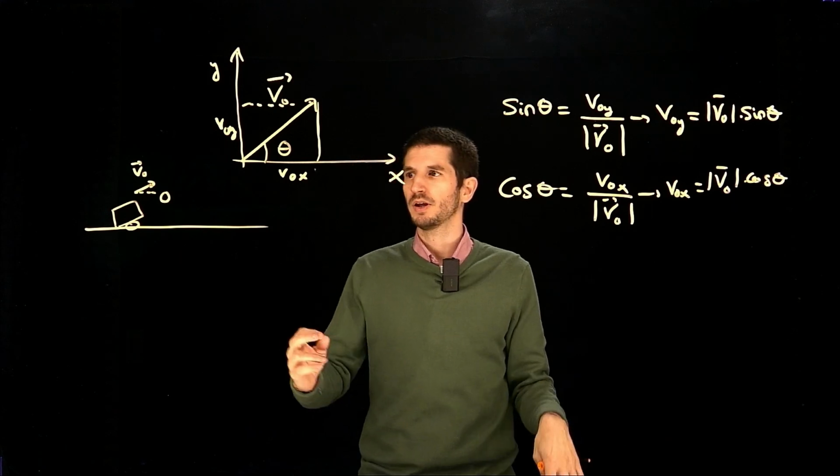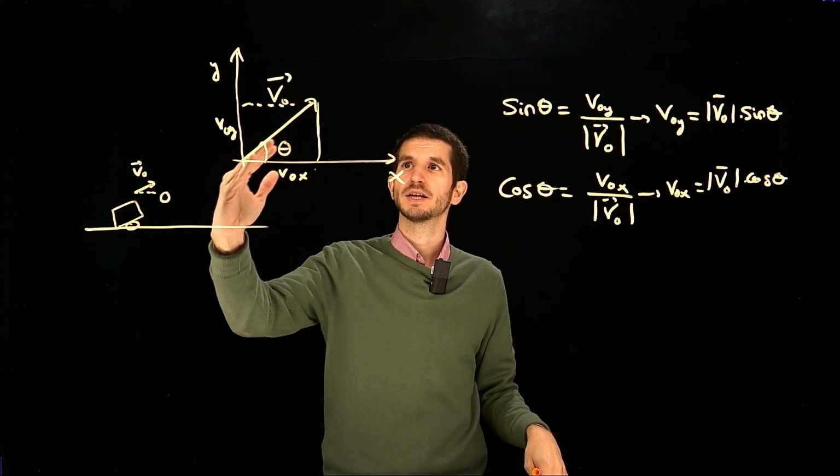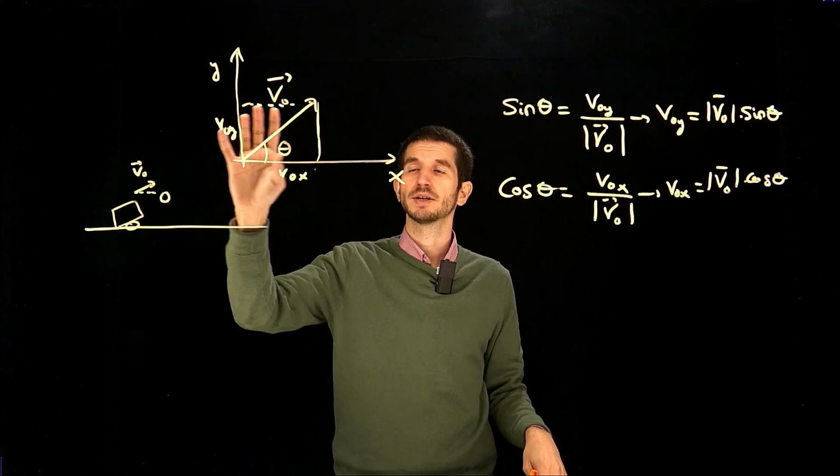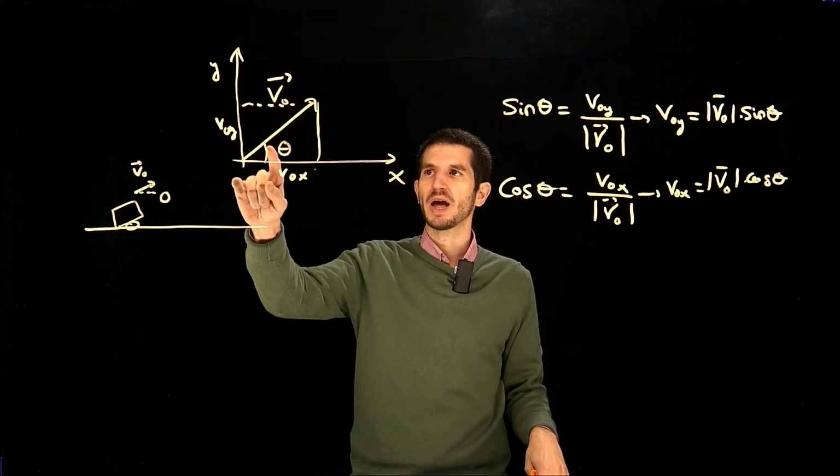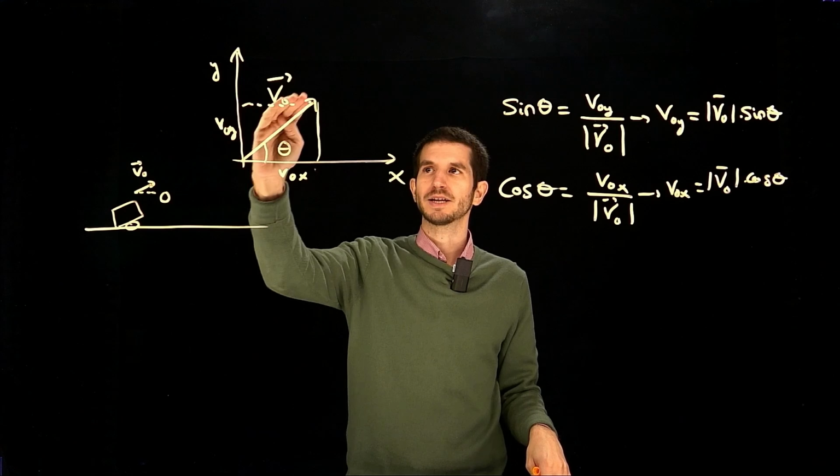Now, an important thing here: because we have defined the angle theta like that, this is the x and this is the y component, but we could have defined the angle in another direction, and then x and y would be sine and cosine.